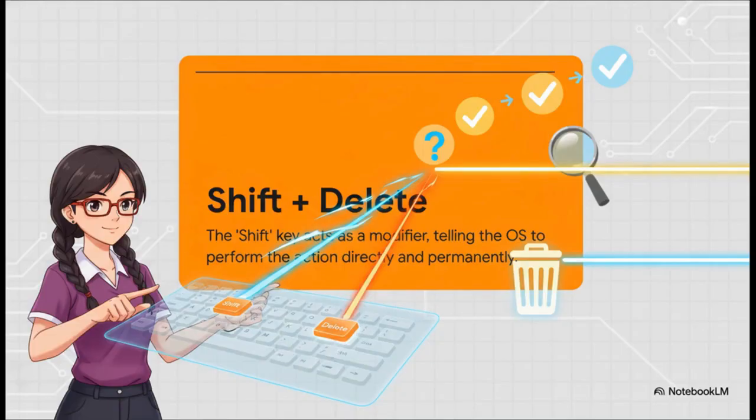Now, why Shift? Think of the Shift key as a power-up or a modifier. Normally, when you just press Delete, the file takes a trip to the recycle bin. But when you hold Shift along with it, you're telling the operating system, hey, skip the normal step, do this action directly and permanently. It's like an override command.